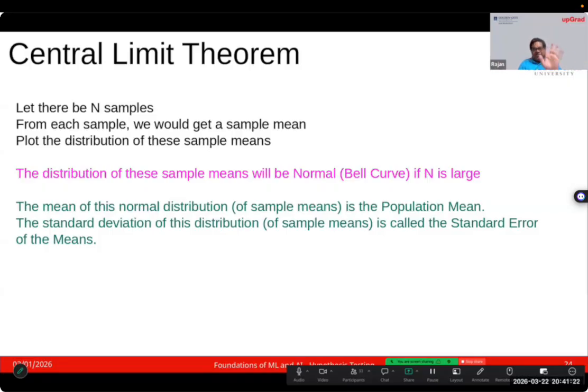And you have one sample now, a sample of 36. That will be maybe different from the population mean. Now how can you quantify this difference from the population mean? You can talk in terms of the standard deviation of this distribution. How many standard deviations away from the mean is your sample mean? The standard deviation of this distribution is called the standard error of the means.